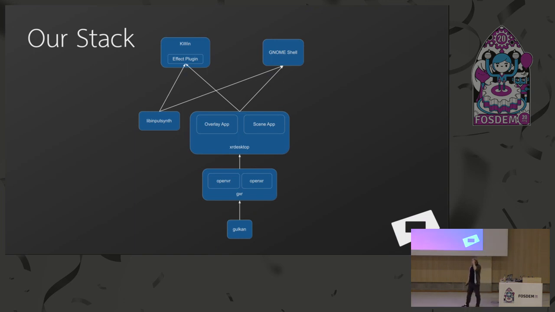So let's look at some software in our stack. On the very bottom, our stack is written in GLib, and we introduced a couple of GLib libraries. For example, Gulkan is our Vulkan abstraction library, where we do some things we require to display windows in 3D and render objects. We have GXR, which is the library that abstracts both the OpenXR and OpenVR APIs. So you can write an application in GXR that actually runs on both APIs.